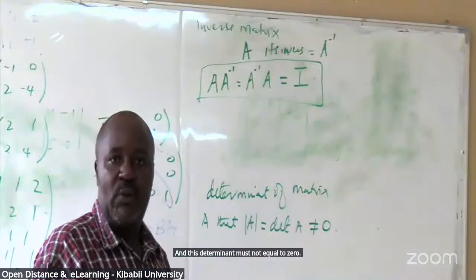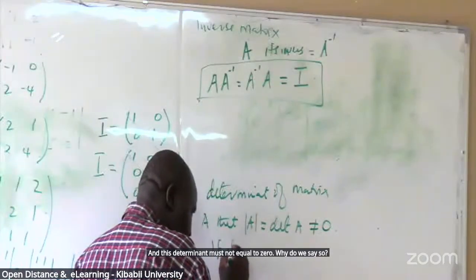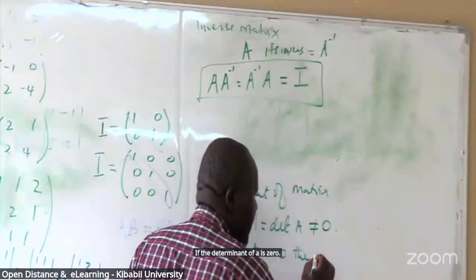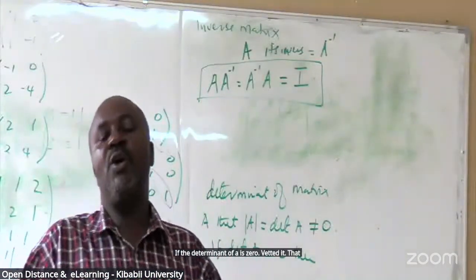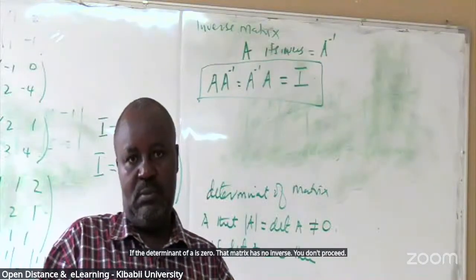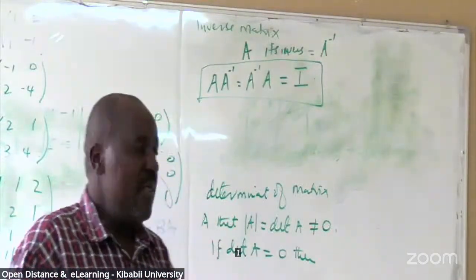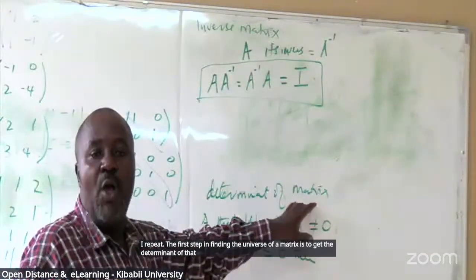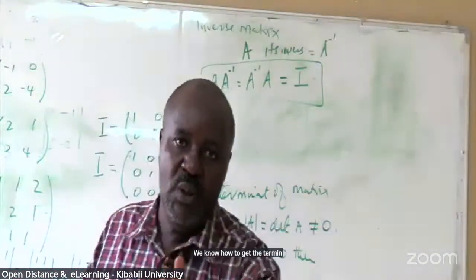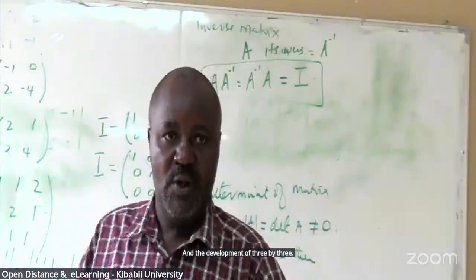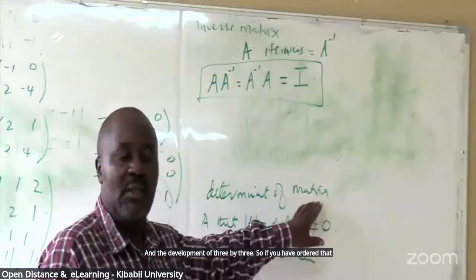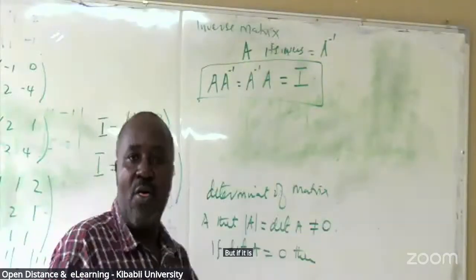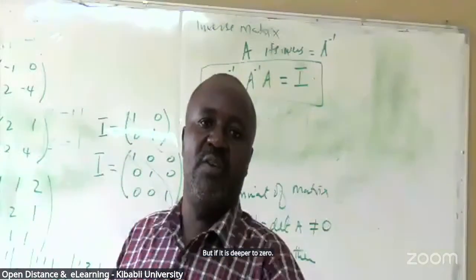Why do we say so? If the determinant of A is 0, then that matrix has no inverse. You don't proceed. I repeat. The first step in finding the inverse of a matrix is to get the determinant of that matrix. We know how to get the determinant of 2 by 2 and the determinant of 3 by 3. So if we have already that determinant, the determinant must not be equal to 0. But if it is equal to 0, then that matrix has no inverse.